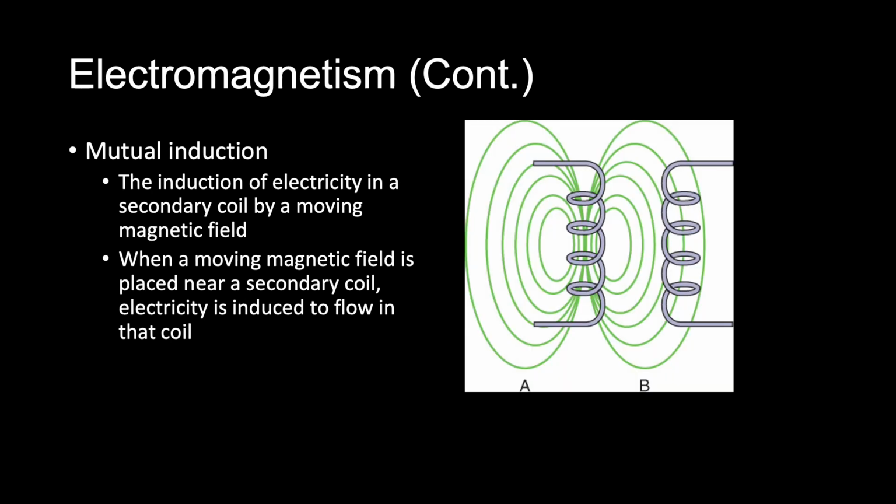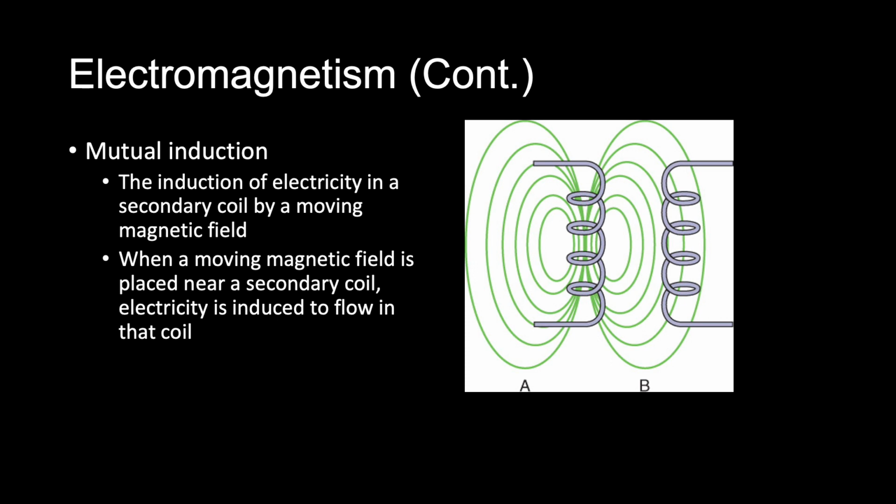There are two forms of electromagnetic induction. They are mutual induction and self-induction, and these are both used in the operation of the X-ray machine. Mutual induction is the induction of electricity in a secondary coil by a magnetic field.